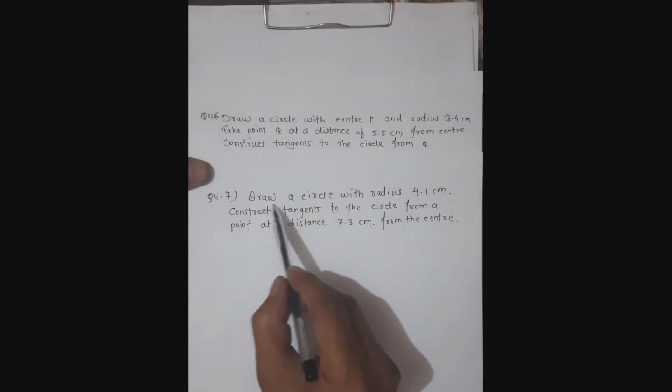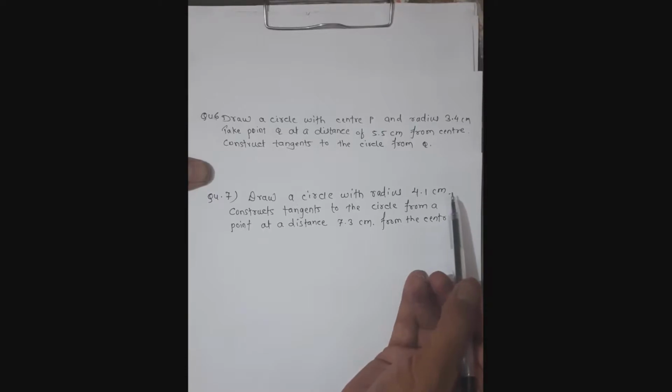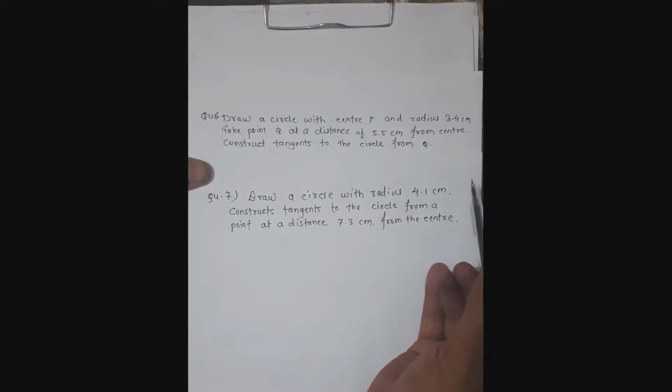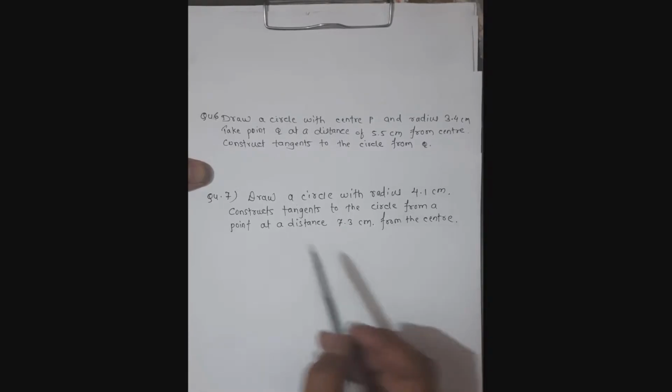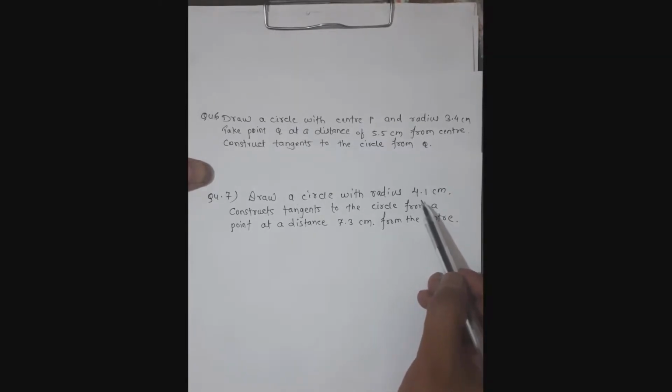Now see question number 7. Draw a circle with a radius 4.1 centimeter. That means in question number 6 we have to draw a circle having radius 3.4 centimeter, and in this question 7 we have to draw a circle of a radius 4.1 centimeter.